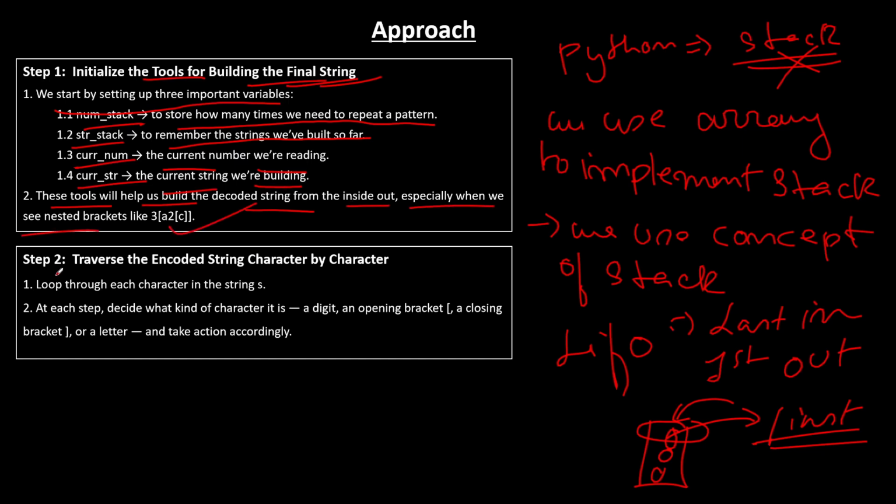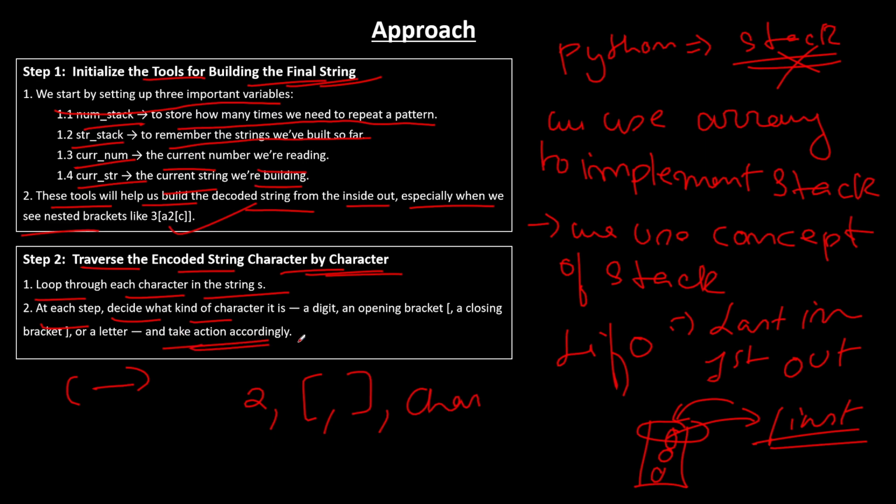Correct. Now after that, what do we do? We traverse the encoded string character by character, looping through each character in the string. At each step we decide what kind of character it is, whether it is a digit, an opening or closing bracket, or a character or string, and take the action accordingly. This is the build-up of our approach. Now let's move to the next steps.